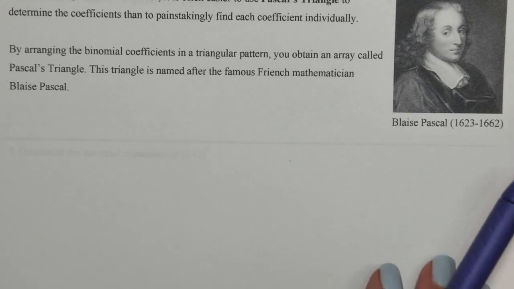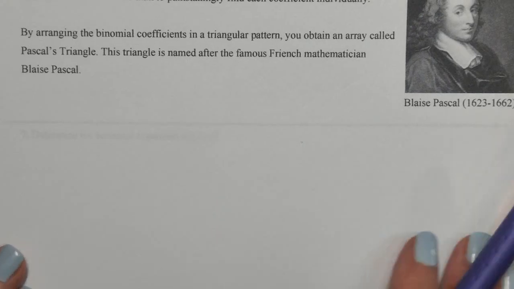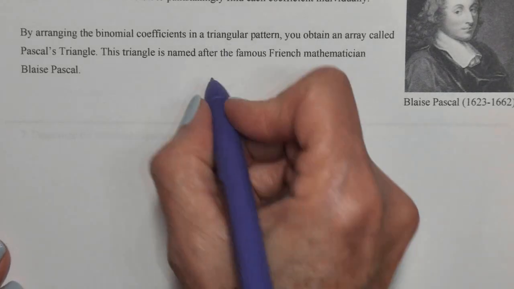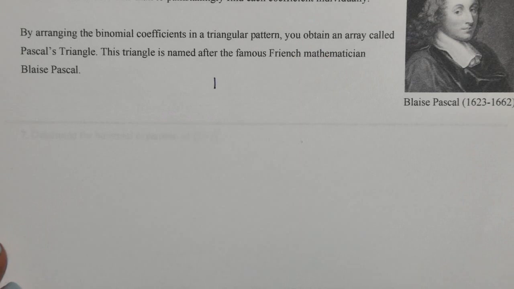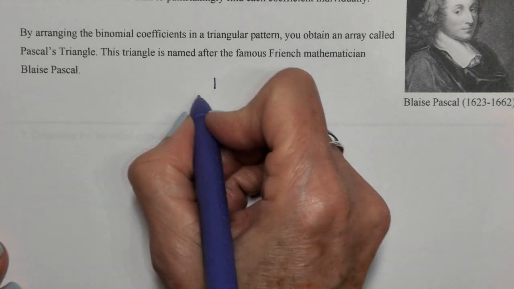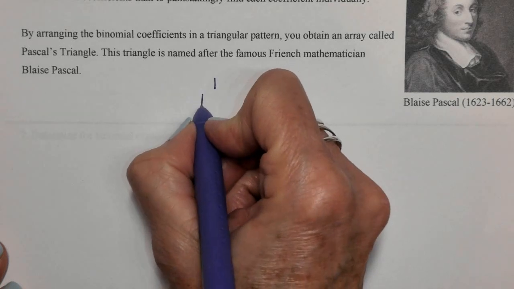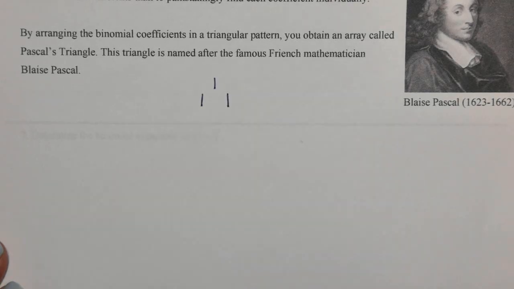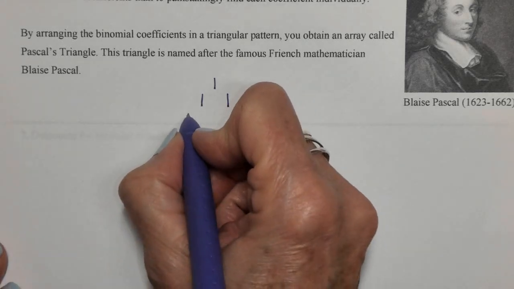Okay, here's how we get Pascal's triangle. I want you to start in the middle up on top, and I want you to put a 1. Okay? And then down below on the second row, on the sides of that one, I want you to put 1s right there and there. And then another 1 on the third row.